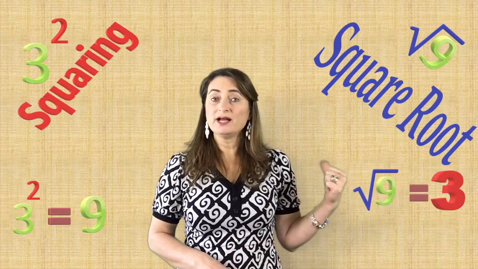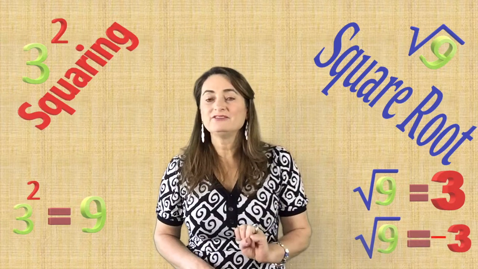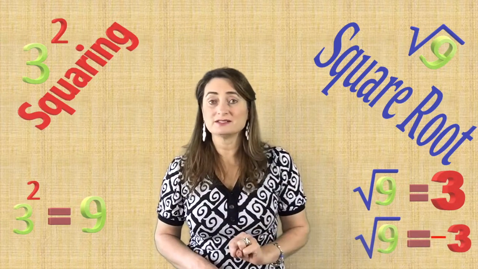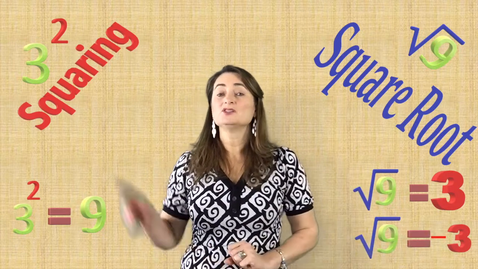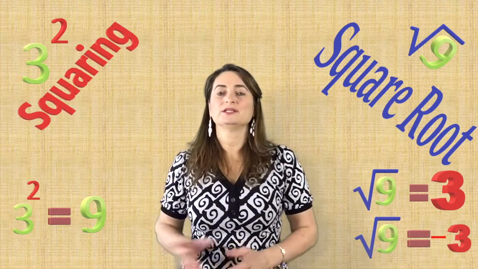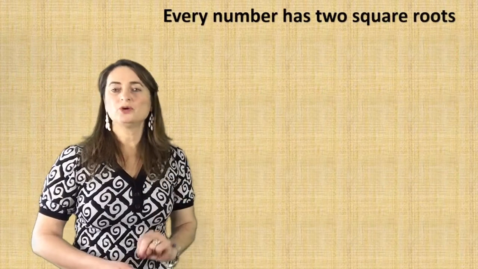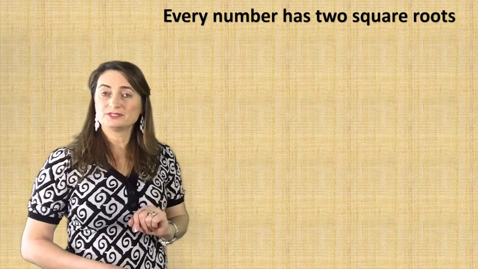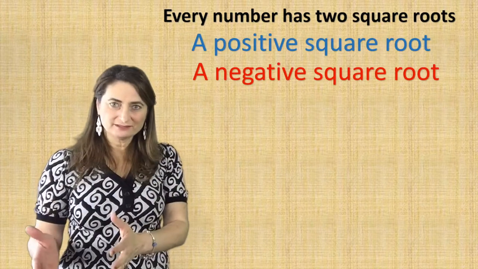So the square root of 9 is 3, or the square root of 9 is also negative 3 because negative times a negative is positive. So square rooting the number, the answer will get smaller. Squaring the number, the answer will get bigger. Now we know that every number has 2 square roots. One square root is positive and one square root is negative because negative times a negative is positive.